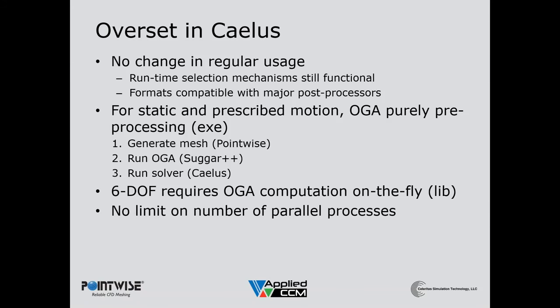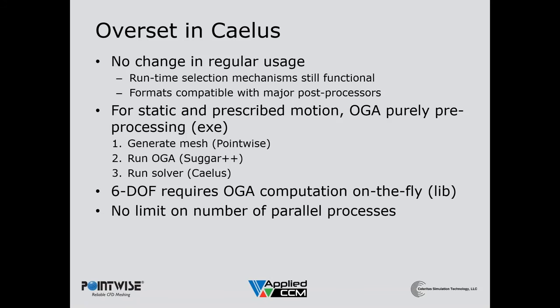Now, for at least the static and prescribed motion cases, the overset grid assembly process is purely a pre-processing step, just like the meshing. I have them laid out here as 1, 2, and 3: generate the mesh, run Suggar, run the solver. In fact, with the stuff that Travis is going to talk about, the Pointwise Suggar integration, if you're using Pointwise, steps 1 and 2 are really step 1A and 1B, because Pointwise is where you can set up and execute Suggar and examine the results. So it's really just a two-part process with Pointwise.